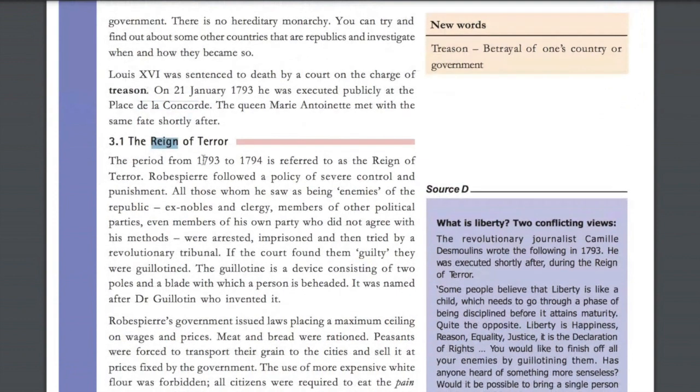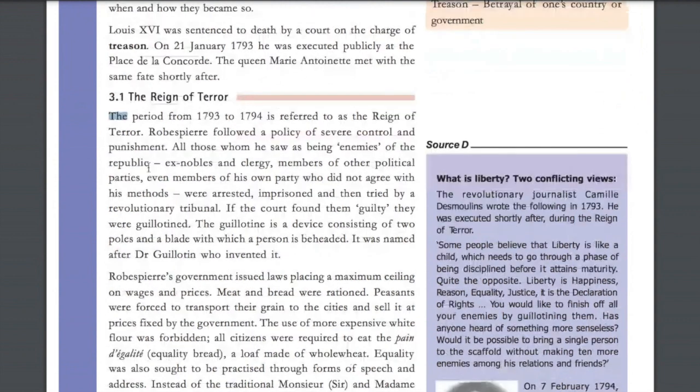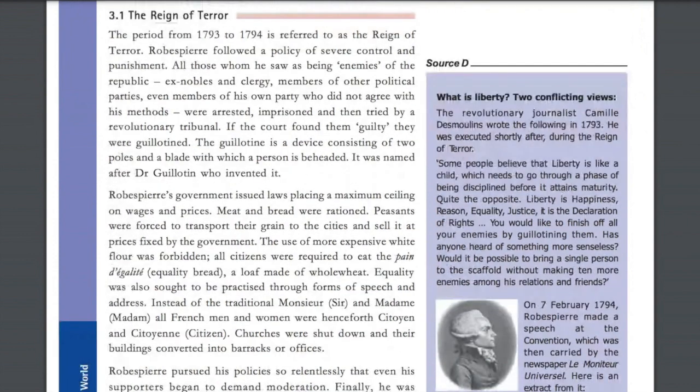This period is called the Reign of Terror, which is a very short, brief period. So 1793 to 1794, which is just one year, is called the Reign of Terror. This is the period of terror. The period from 1793 to 1794 is referred to as the Reign of Terror. You can read this.